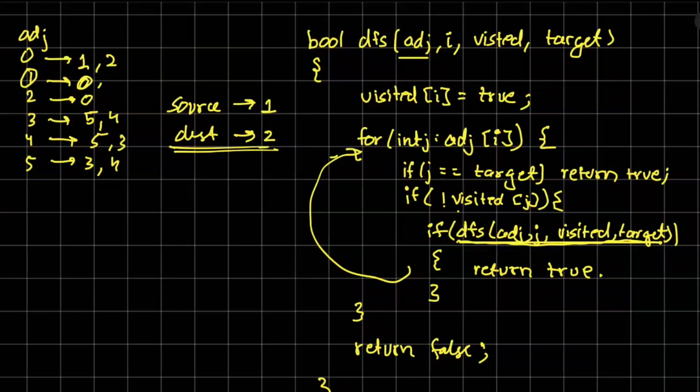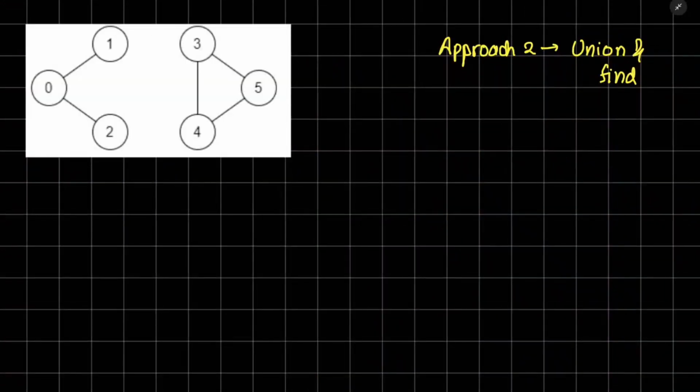Okay, so now let's move to the optimal approach of this problem. A better approach would be union and find. In union and find, we don't even require the rank vector. We can do this only with union and find and the parent vector. If you don't get it, don't worry. Let's move to the dry run.